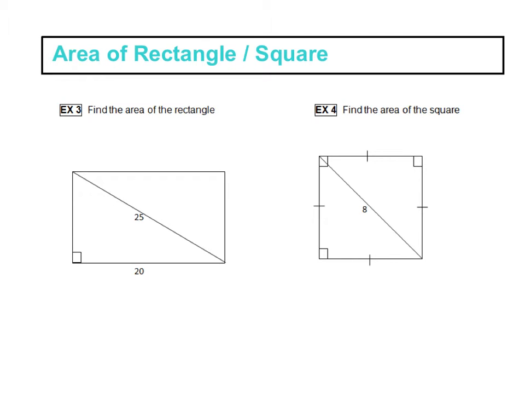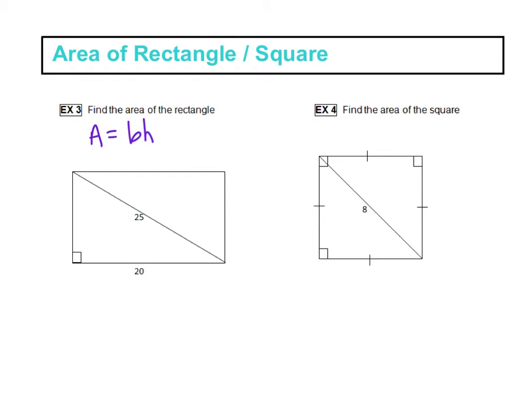Alright, so here we have a couple examples with rectangles and squares, finding the area of each, and maybe not having the exact information we need, so we've got to work through it a little bit. So example 3, we're going to find the area of the rectangle. Now to find the area of a rectangle, if we remember, area is equal to base times height.